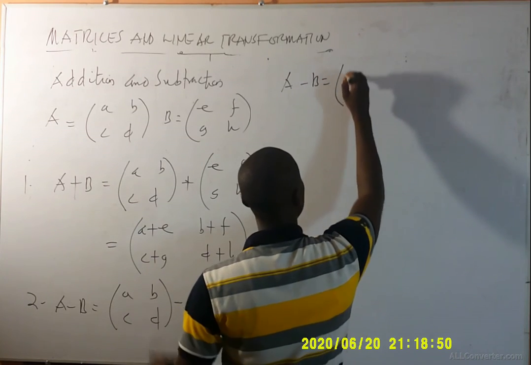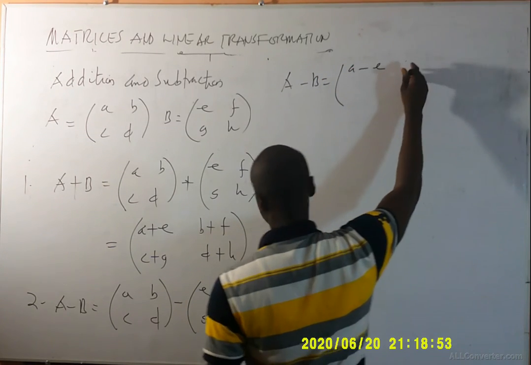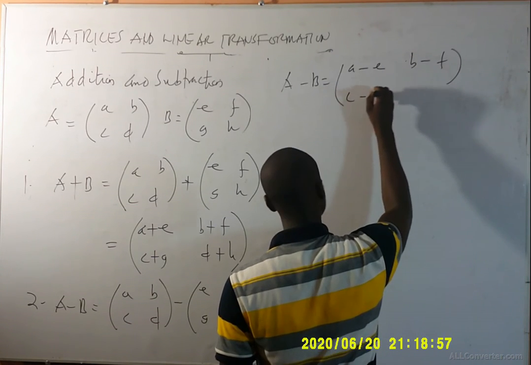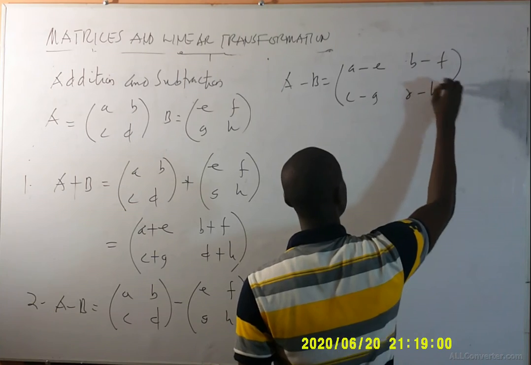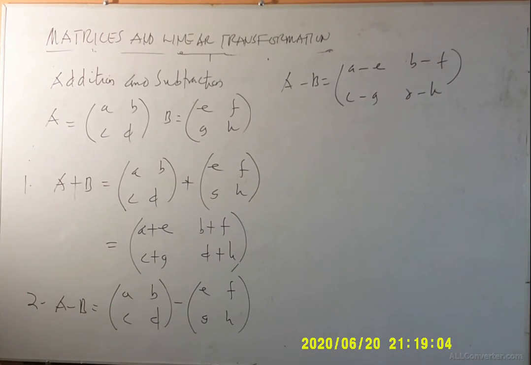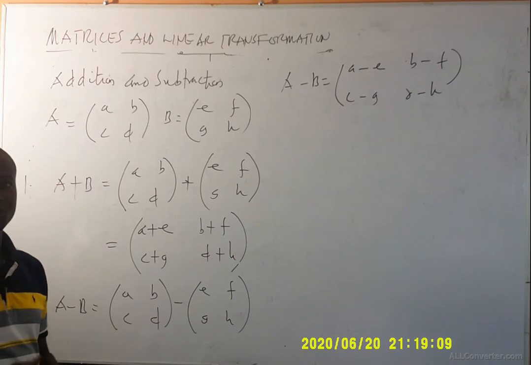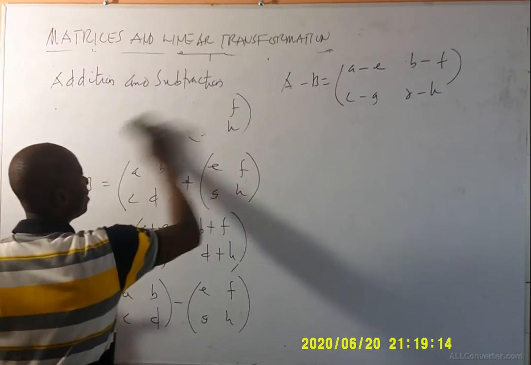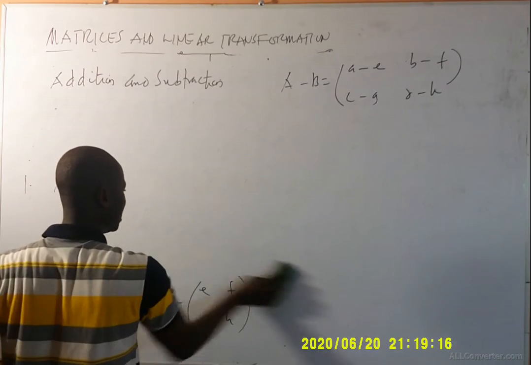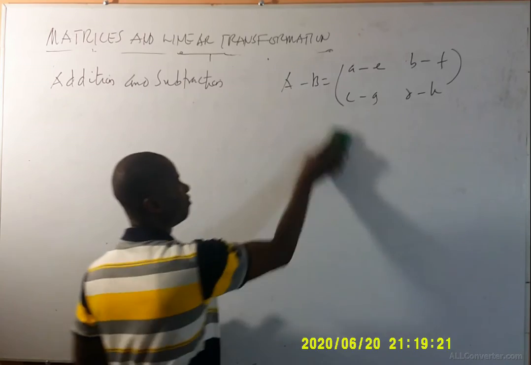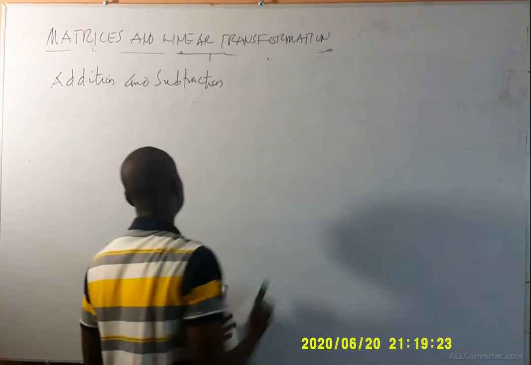So we have A minus E, then we have B minus F, then we have C minus G, then we have D minus H. So in general, that is how we add and subtract matrices together. With the addition of matrices, we add the corresponding entries together, and subtraction of matrices is the same. So let's consider one or two examples so that you'll be able to understand what we mean by the addition and the subtraction of matrices.